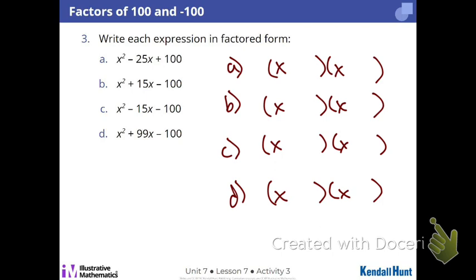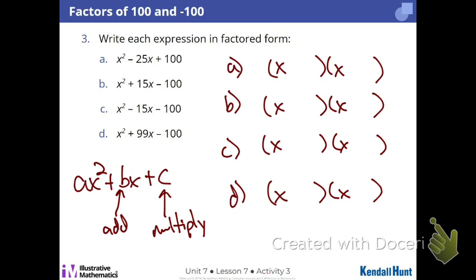So, then, you need to work on filling in your pluses and minuses. Remember, you're multiplying to get C, adding to get B. Multiply to get C, add to get B. I'll write that down here again if you don't. Multiply, add. You need to figure out the pairs needed for factored form.